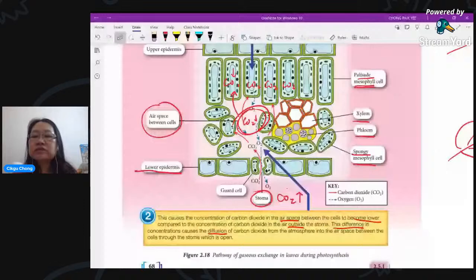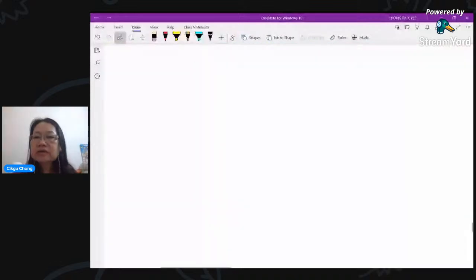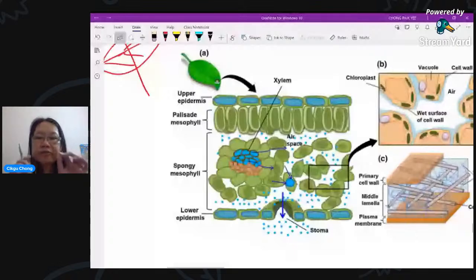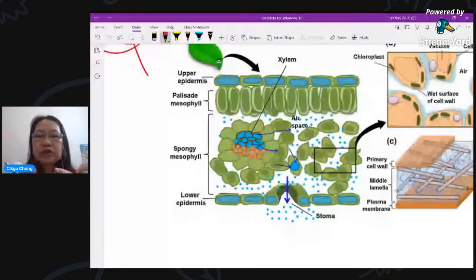The diagram here is a bit more detailed. Here, you see that? The red and blue dots represent molecules, gases and so on. If the carbon dioxide enters here, it becomes less here, so from outside it will move in. If there's more inside here, alternatively, it will move out. So it depends on which is more, which is less. Diffusion always happens from more to less, from higher concentration to lower concentration.